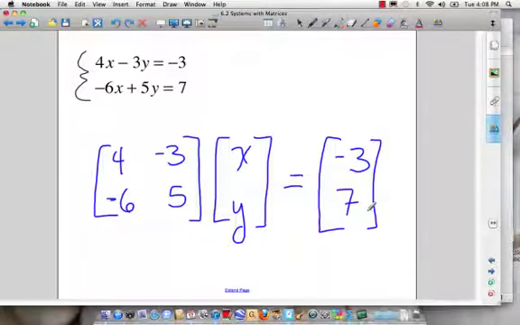Okay, you'll learn in class how to take this representation using matrices, plug it into your calculator, and quickly solve the system. For now, I just want you to focus on representing the system using matrices, because that's a new skill and it's worth practicing.